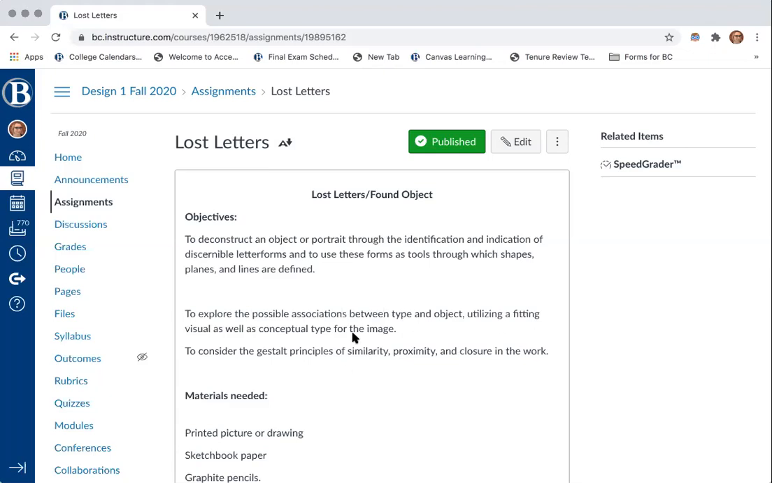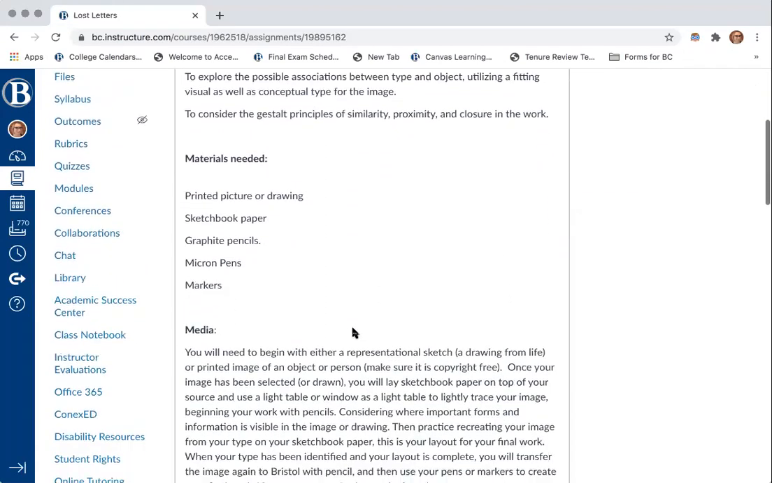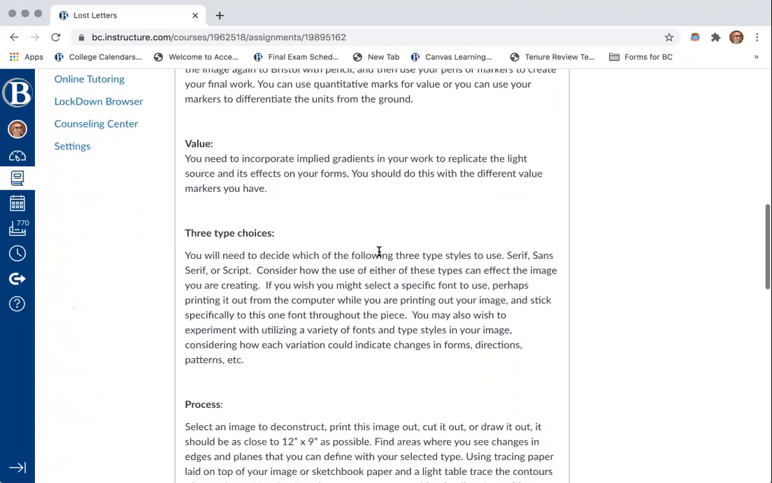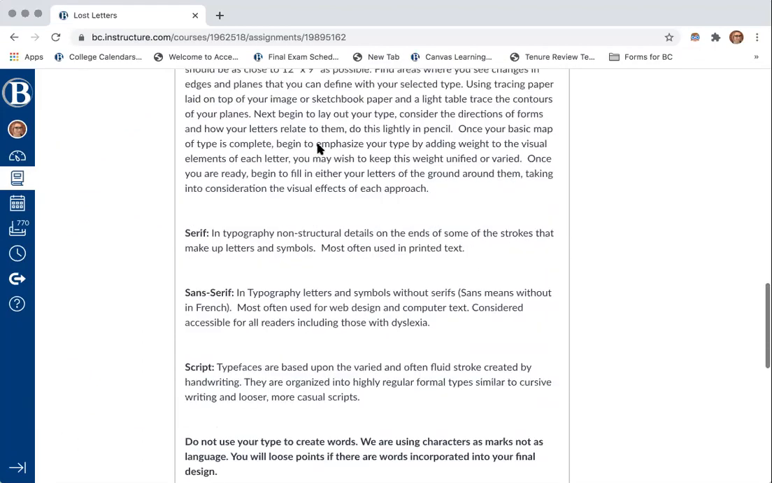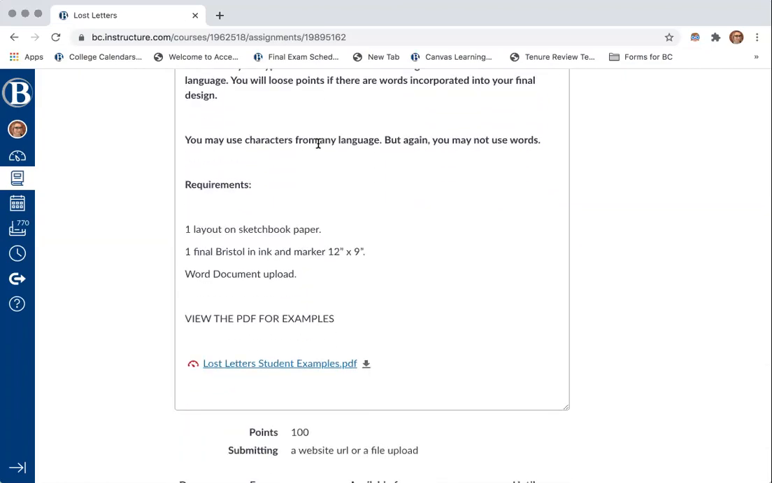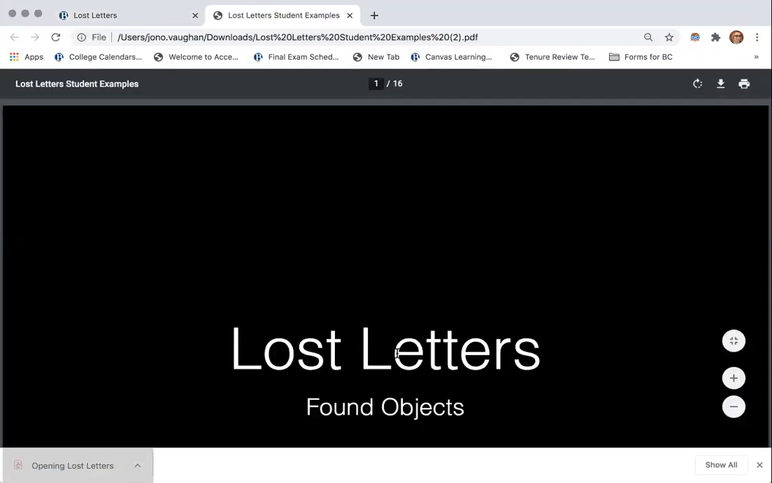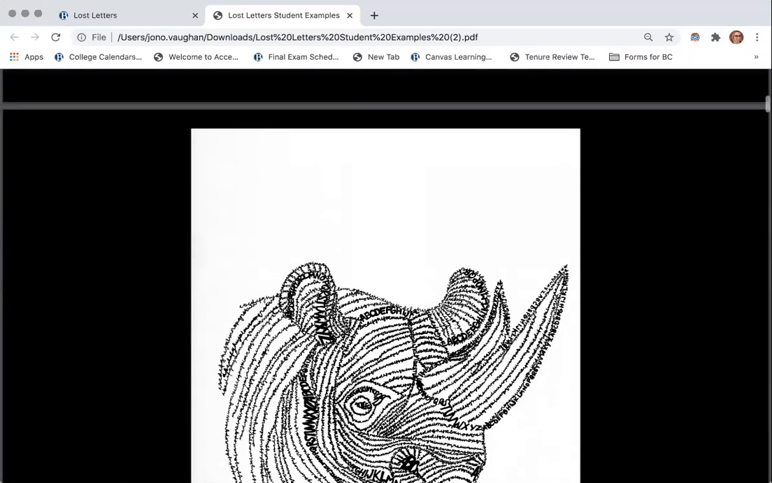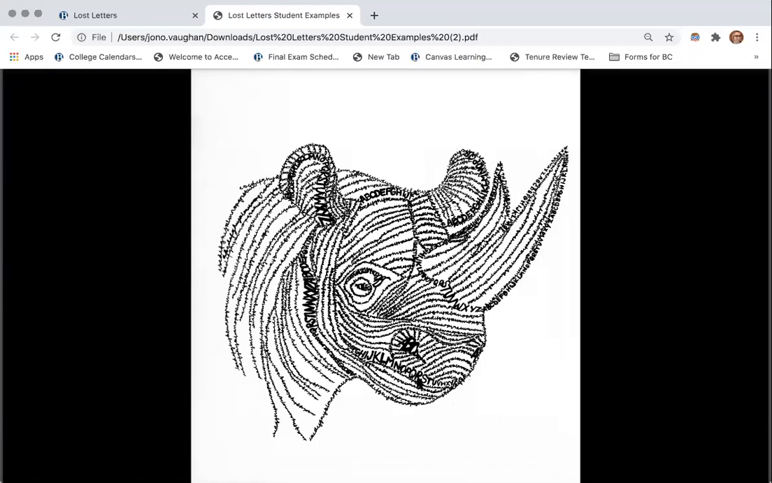So I've created the assignment information here for you, which goes through everything, okay? And the idea of this assignment is to use characters of language. You're allowed to use any language that you like for this. We're going to use the characters of written language as units in a design. And so what we're really thinking about is creating an image from letters, but the letters do not create words.